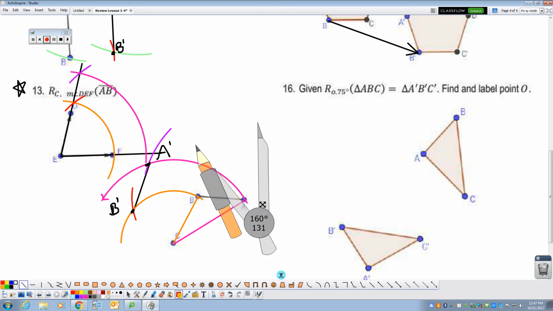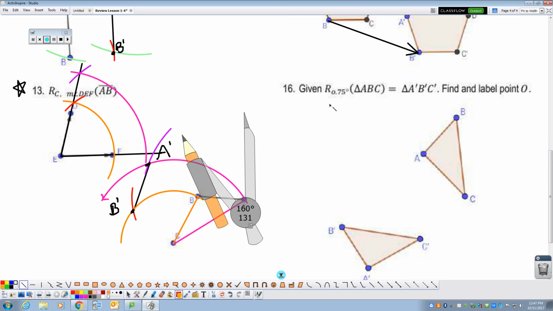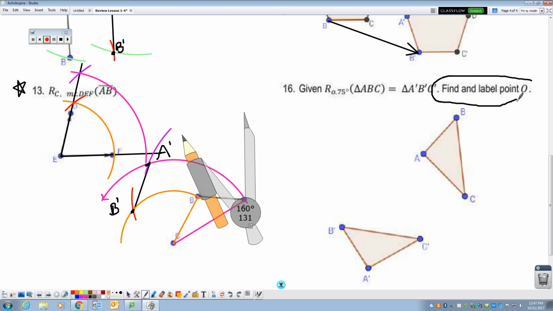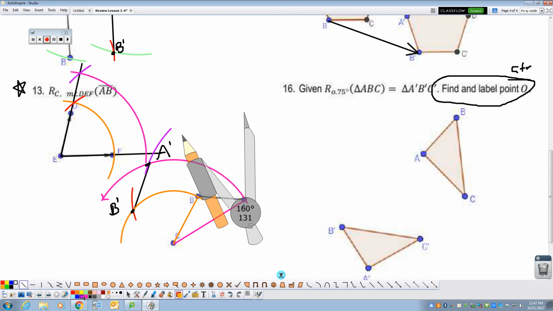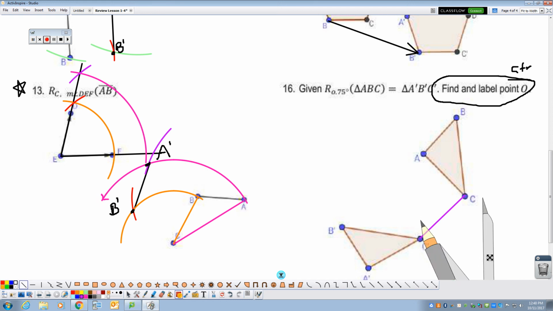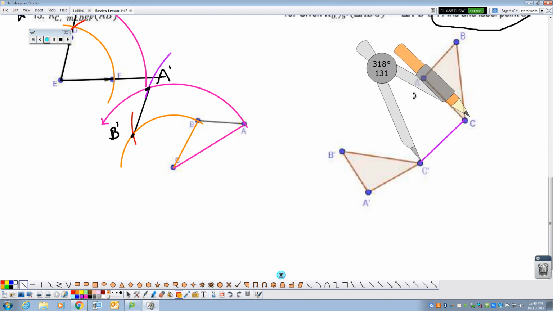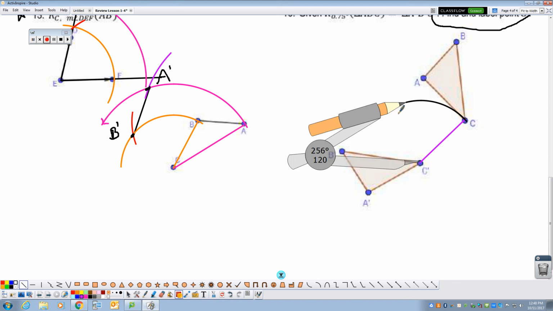Our last construction is: given the rotation around point O of 75 degrees, find and label point O. So really, when they write this, it's a fancy way of saying find the center of rotation. And to get the center of rotation, we start by connecting any points in the pre-image to its corresponding point in the image. And then we're going to do a perpendicular bisector of that segment. Whoops.